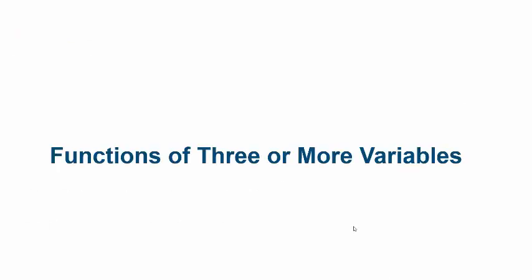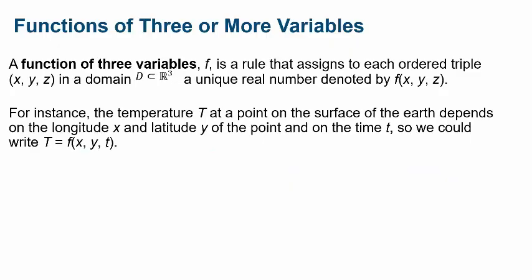All right, let's talk real quick about functions of 3 or more variables. You don't just have to have 2 variables. We'll go on and talk about functions of 3 variables. A function of 3 variables, f, is a rule that assigns to each ordered triple (x, y, z) in the domain, a subset of the 3-dimensional coordinate system, a unique real number denoted by f of x, y, and z.